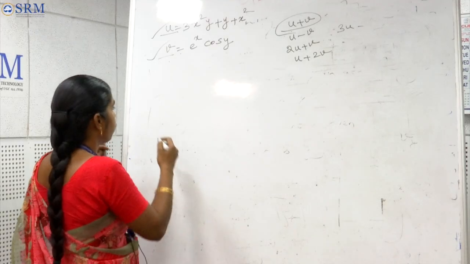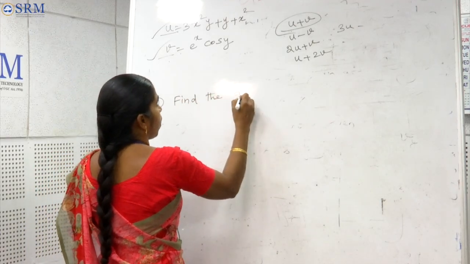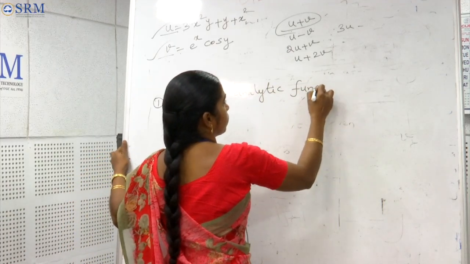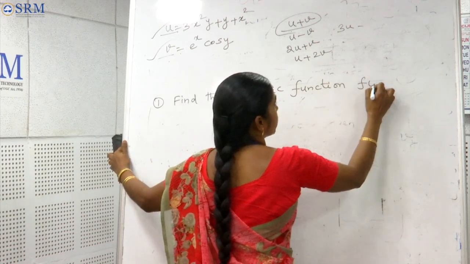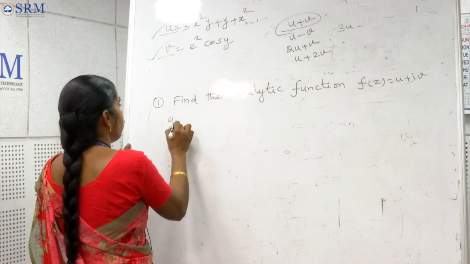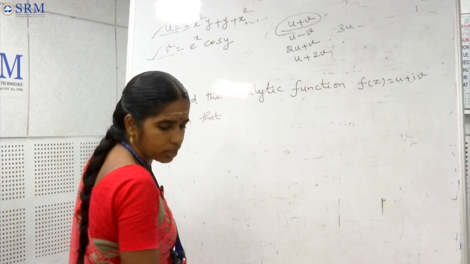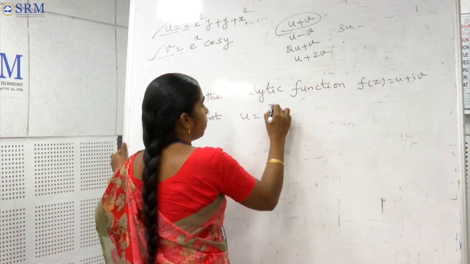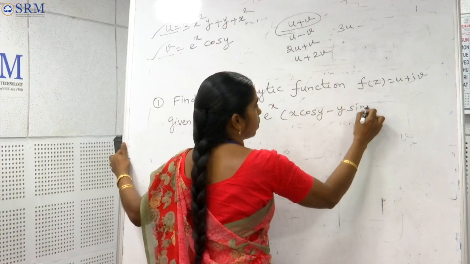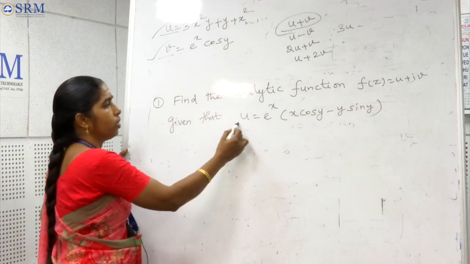So the first question is: find the analytic function f(z) equal to u plus iv, given that u is equal to e power x, (x cos y minus y sin y). So u is the real part.